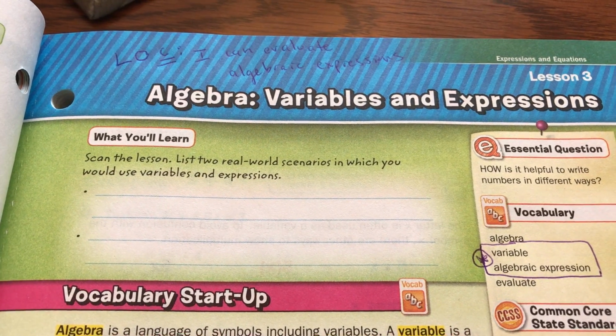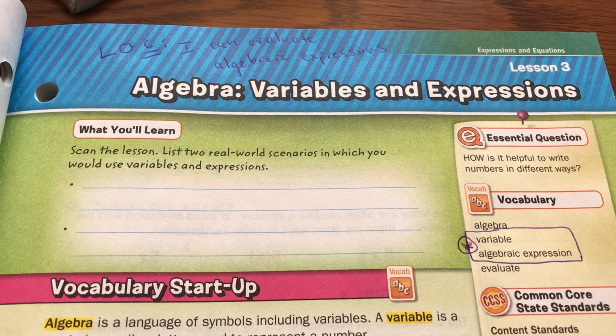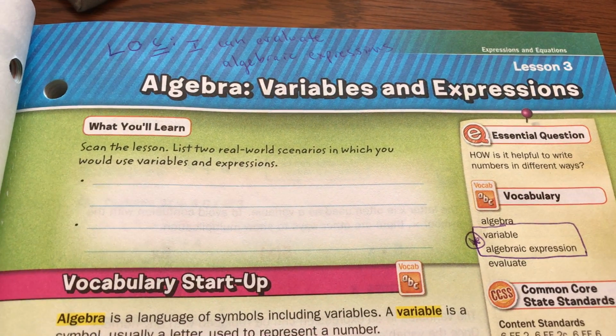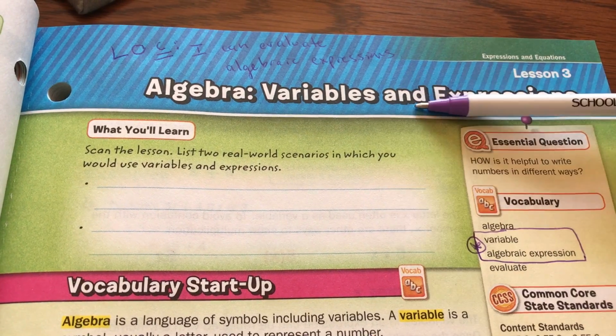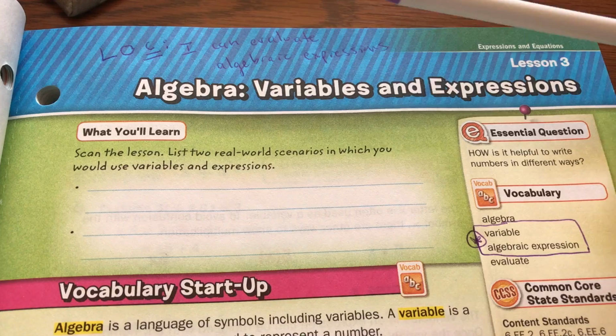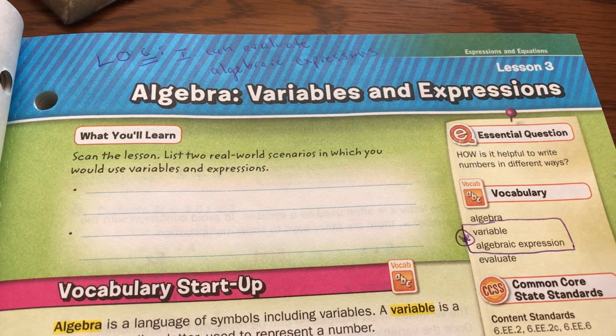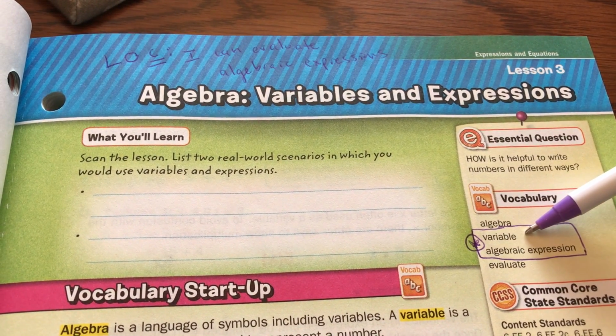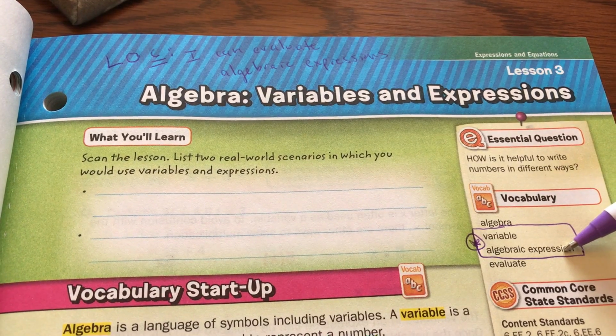All right, Chapter 6, Lesson 3, page 449. Our learning objective is I can evaluate algebraic expressions. So we're starting to talk about algebra here, and our vocab words are variable and algebraic expressions.